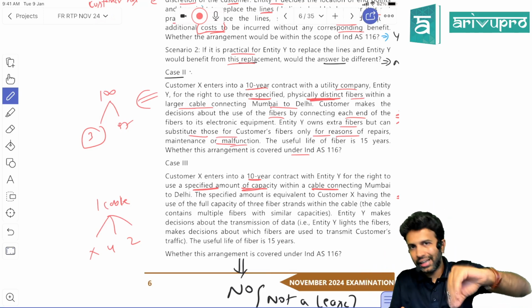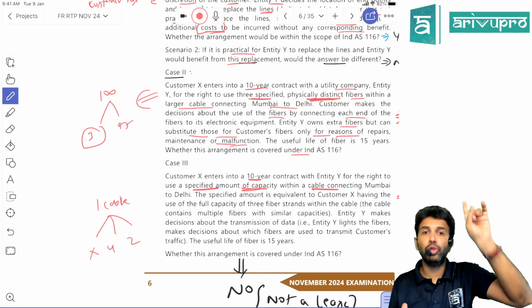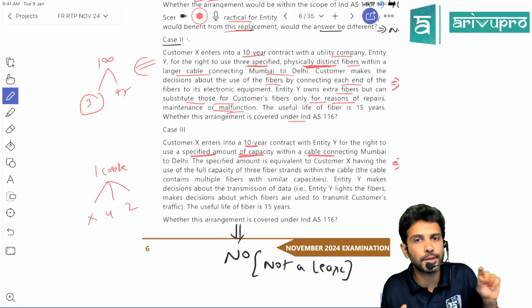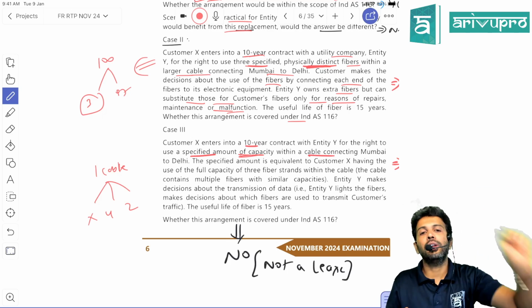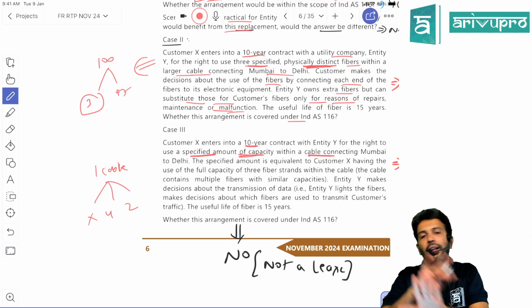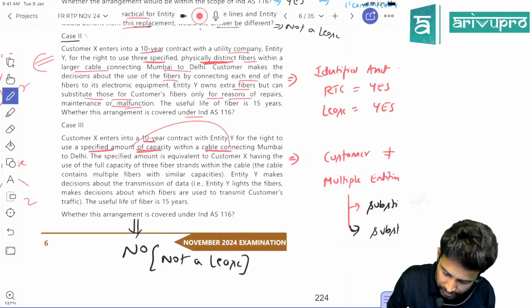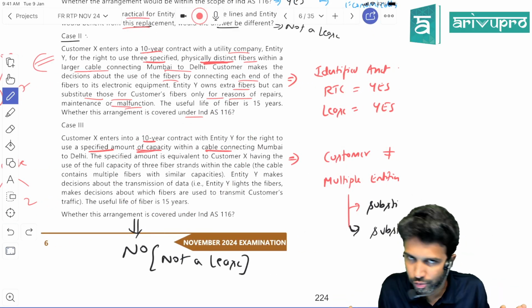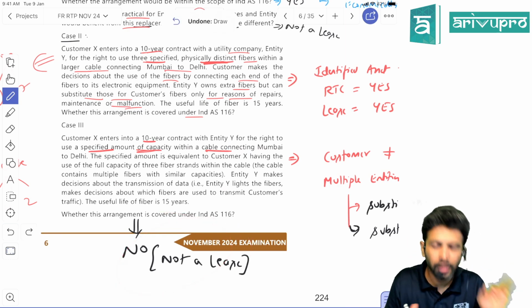So if many customers are using a single asset, only the customer using it for substantial capacity, and substantial capacity here refers to 95% or more, only for that customer will it be a lease. For other customers it will not be. Since the word substantial is not mentioned in this case study, we are assuming that it is not substantial usage. Hence it is not a lease.